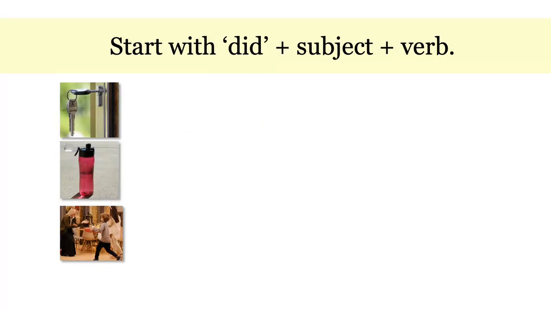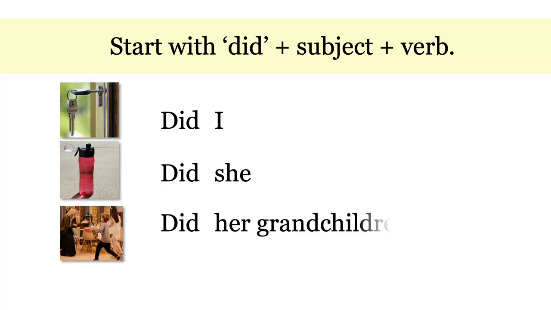You only need to remember one pattern to form yes/no questions in the past. Start with did, then put the subject, and then put the verb and whatever other information you need.